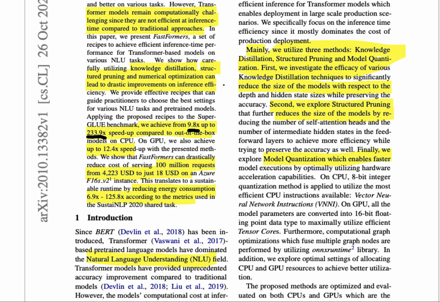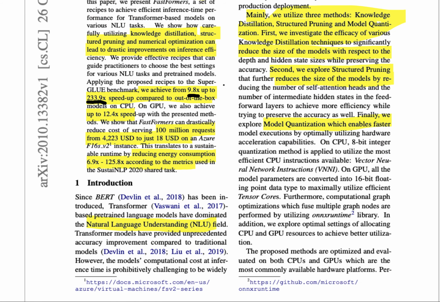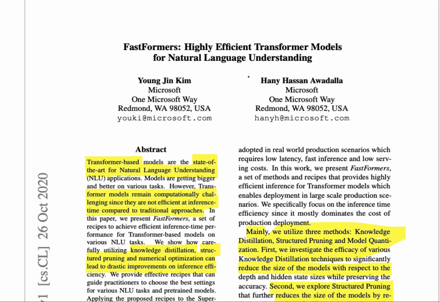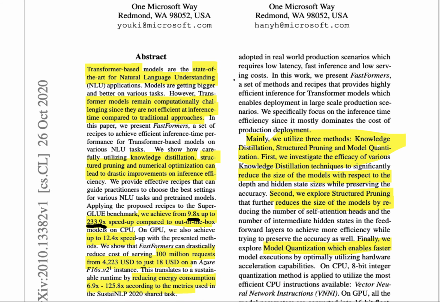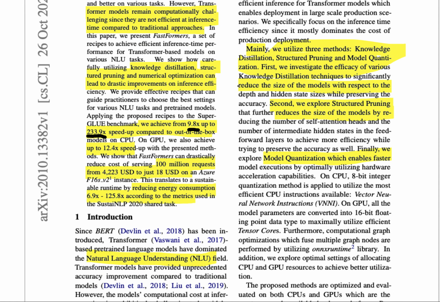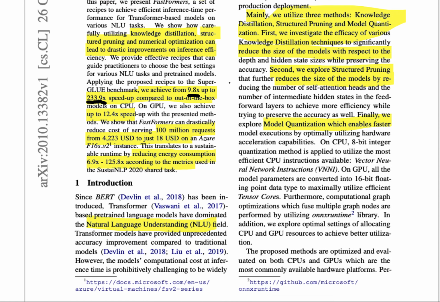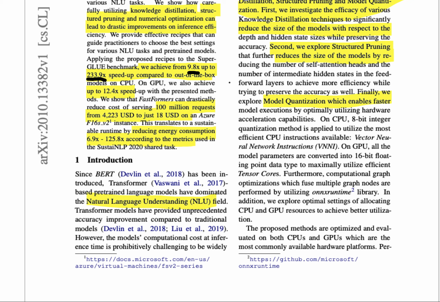The other technique they have used is called structured pruning. In structured pruning, the idea is that you want to reduce the number of weights in your network. So for example, in the case of transformer architectures, we want to reduce the number of self-attention blocks or the number of overall heads.